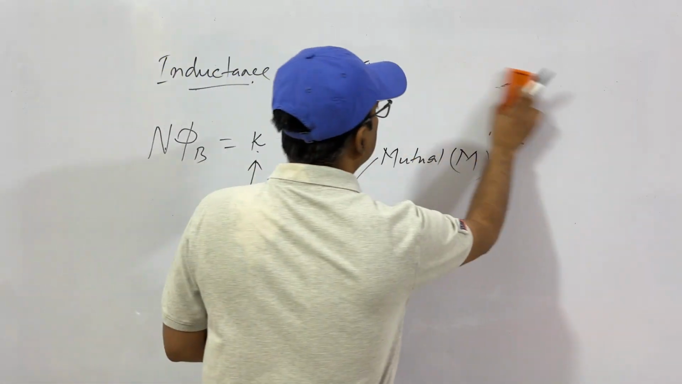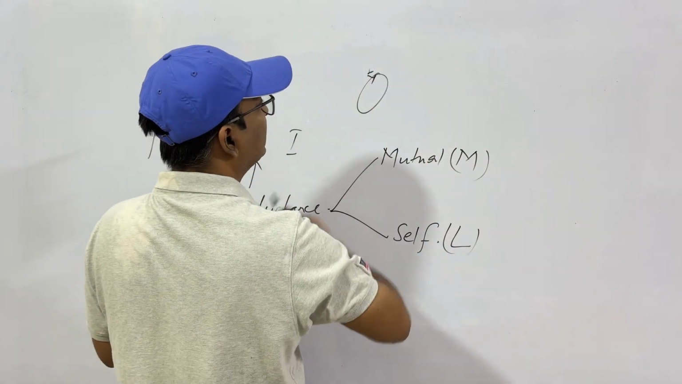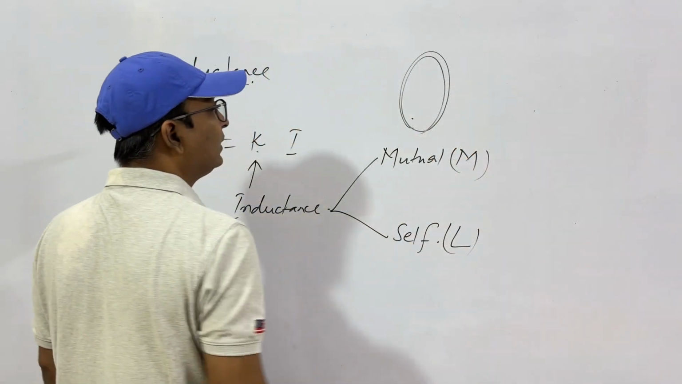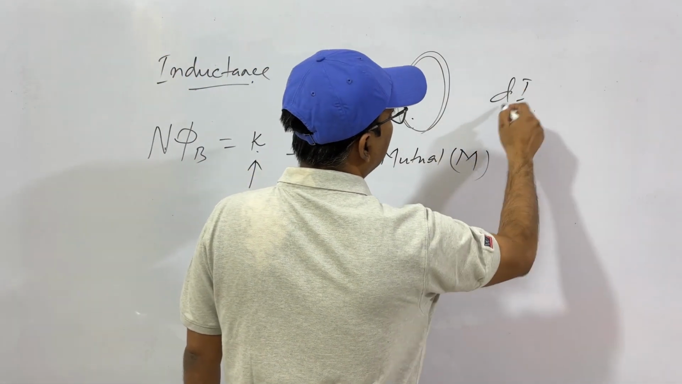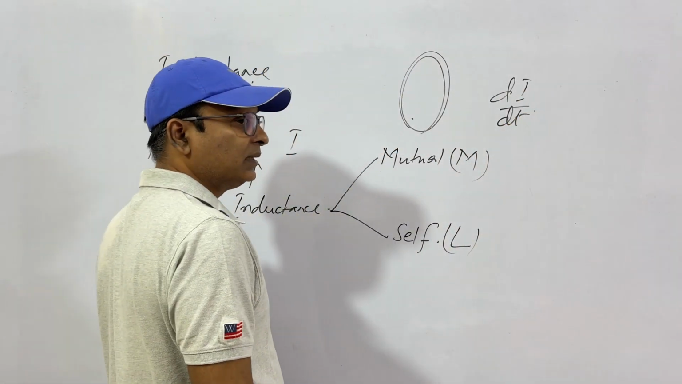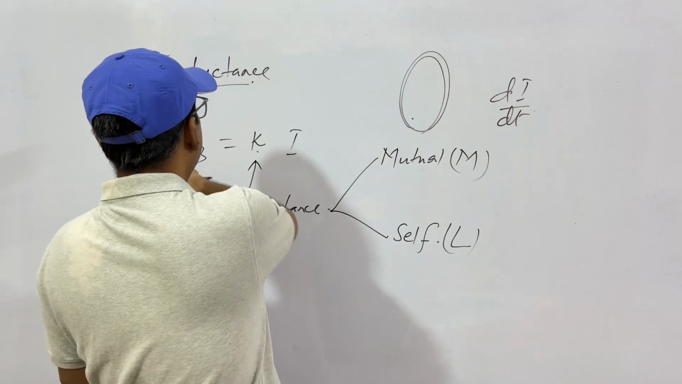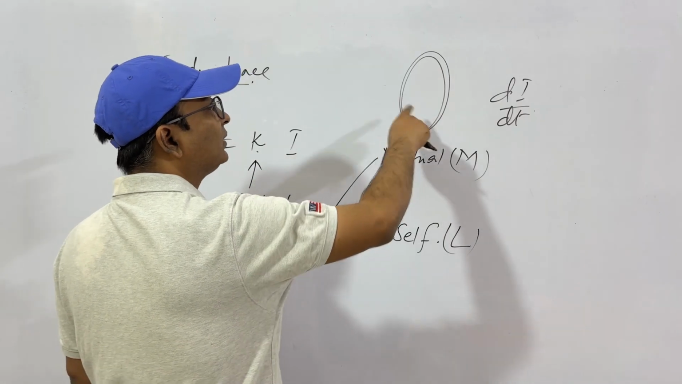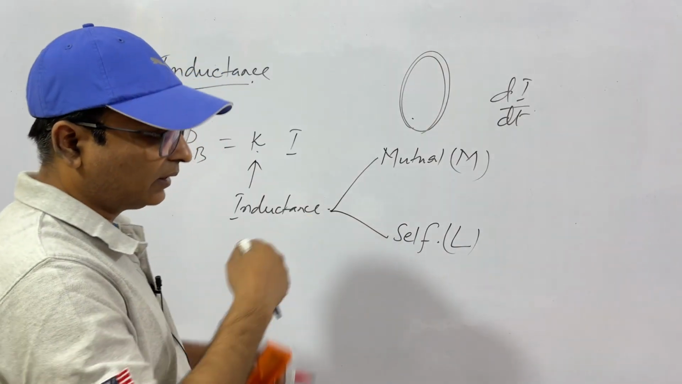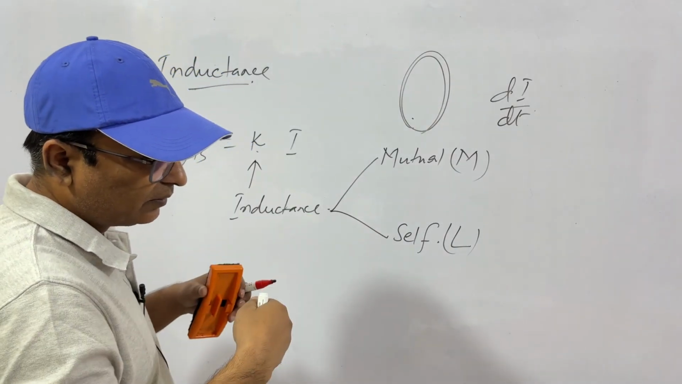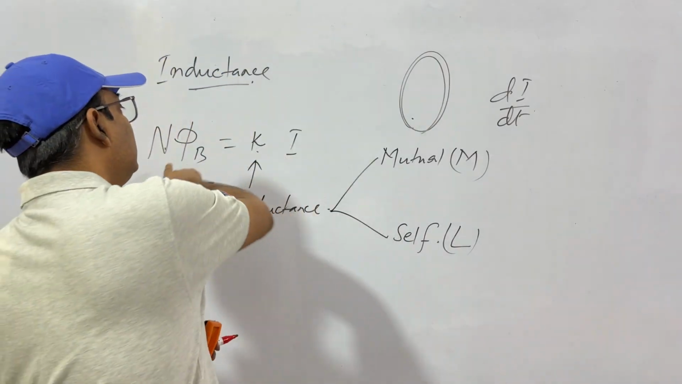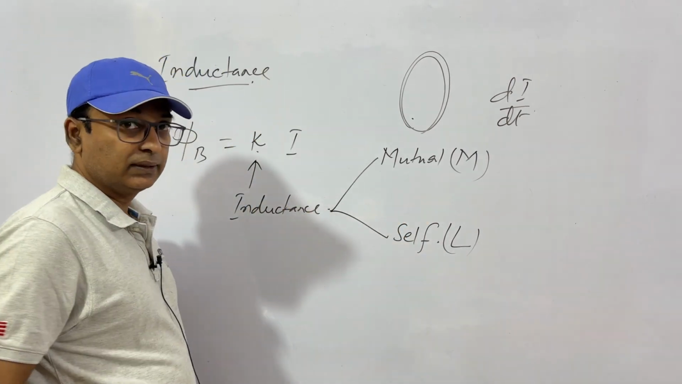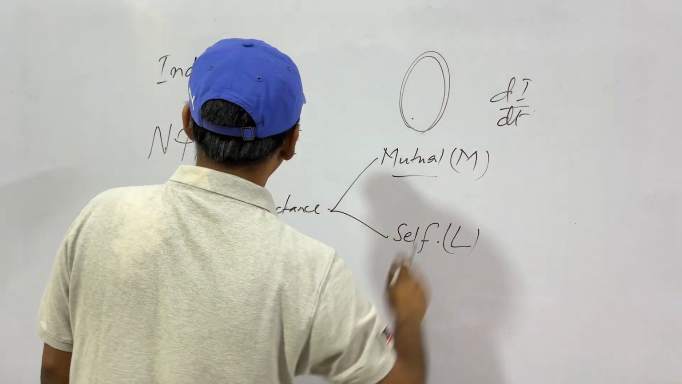Self-inductance is when you create a current in a coil. If this is a coil and you have di by dt, the current is changing, this will set up a flux linkage that will be equal to L into I. So this is because of its own coil. The current is varying, the flux will vary, and that changing flux will create another current which will oppose the original current. That is called self-inductance. And this is mutual inductance, because of another coil.